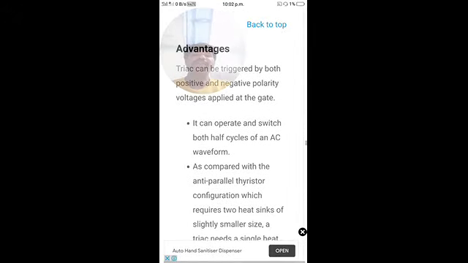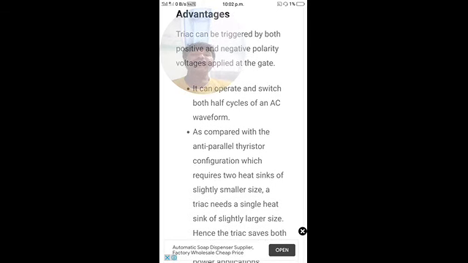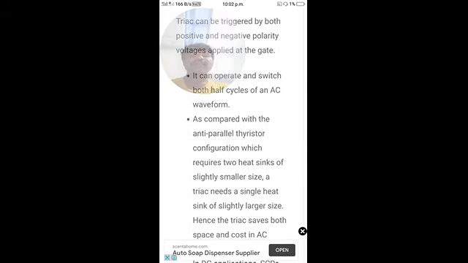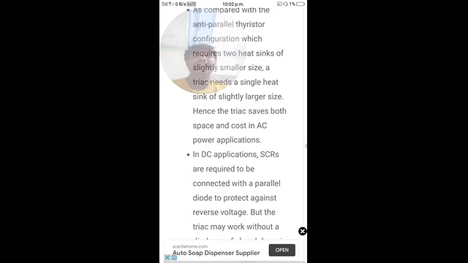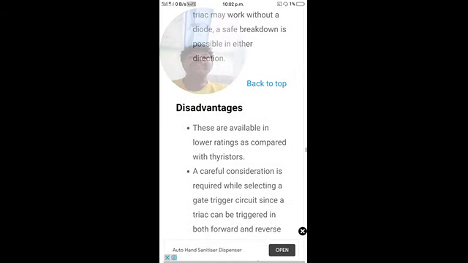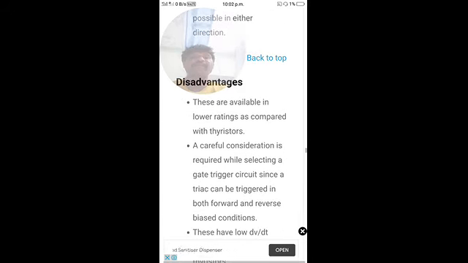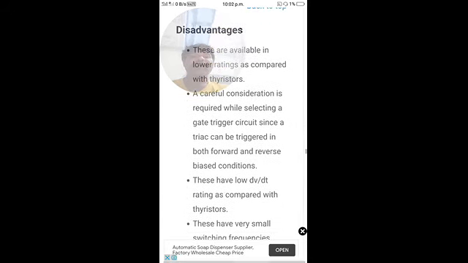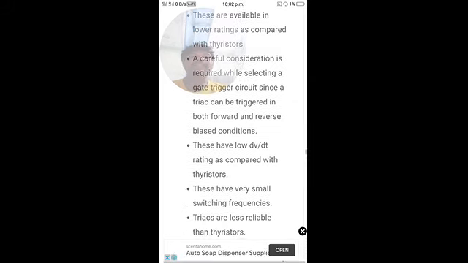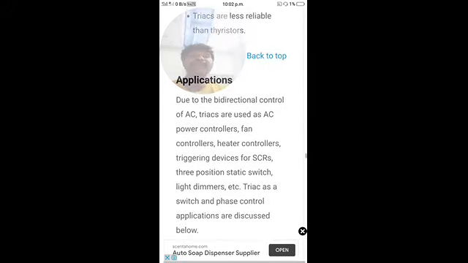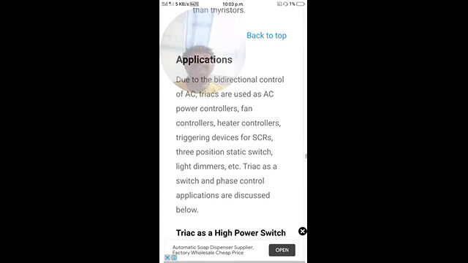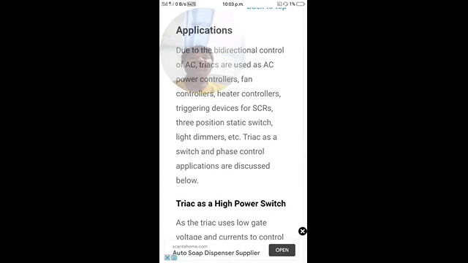Coming to the advantages, it can easily operate with AC voltages, positive and negative half cycles. Disadvantages: it cannot operate at high voltage levels, and it has low dV by dt ratings. Coming to the important applications, the triac is a bidirectional AC device used as power controllers, fan controllers, heater controllers, triggering device for SCRs, and it can be used as a switch in control applications.